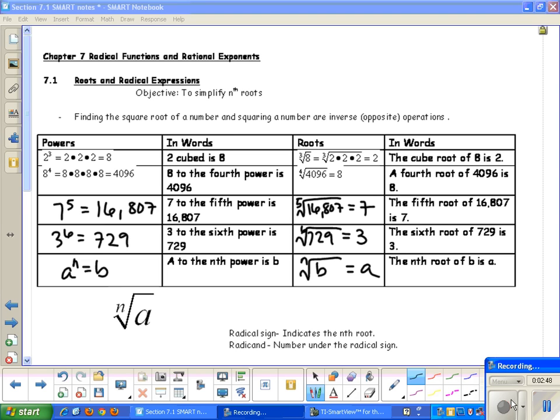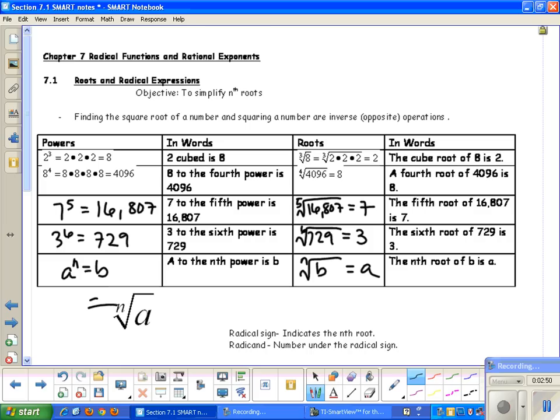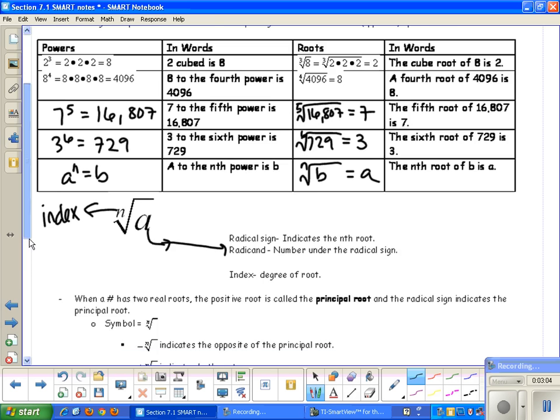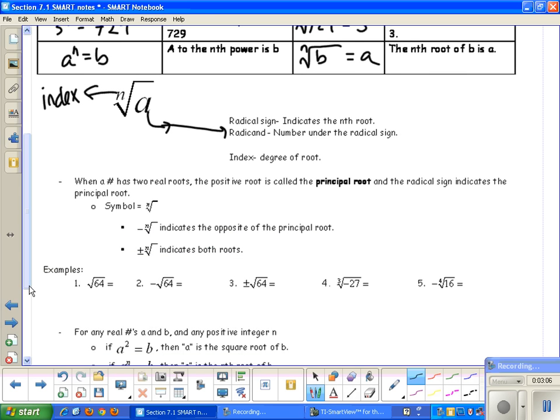Now just to take a look, this n right here is what we call our index, and this a is the radicand, which is written right here. And then we just call the radical sign a root. Now, when a number has two real roots, the positive root is called the principal root, and the radical sign indicates the principal root. The negative in front of the principal root would be the opposite, and the plus or minus would be both roots.